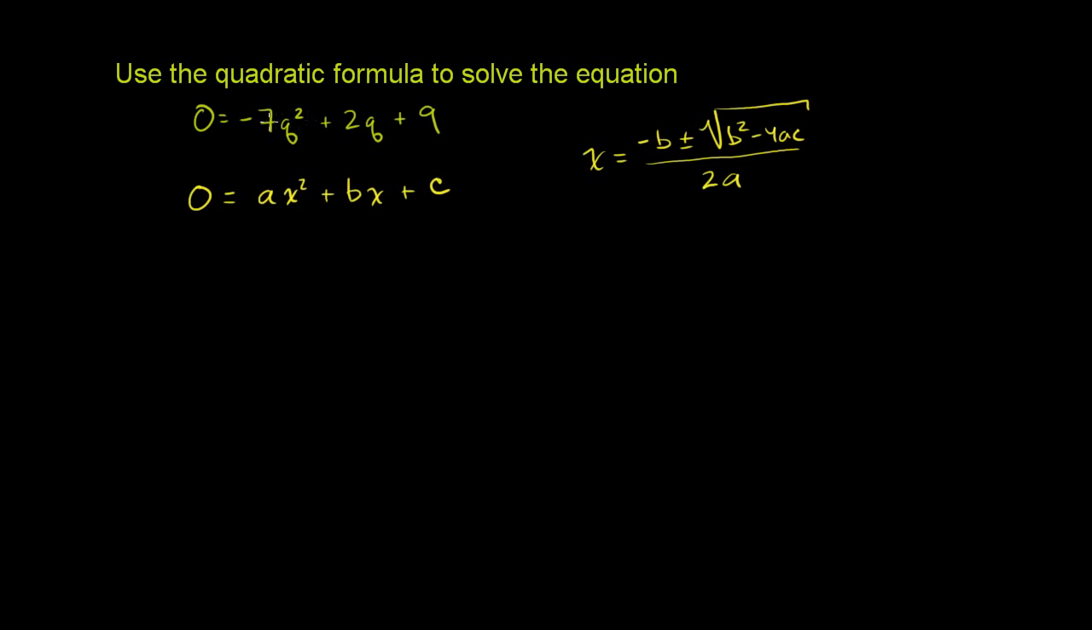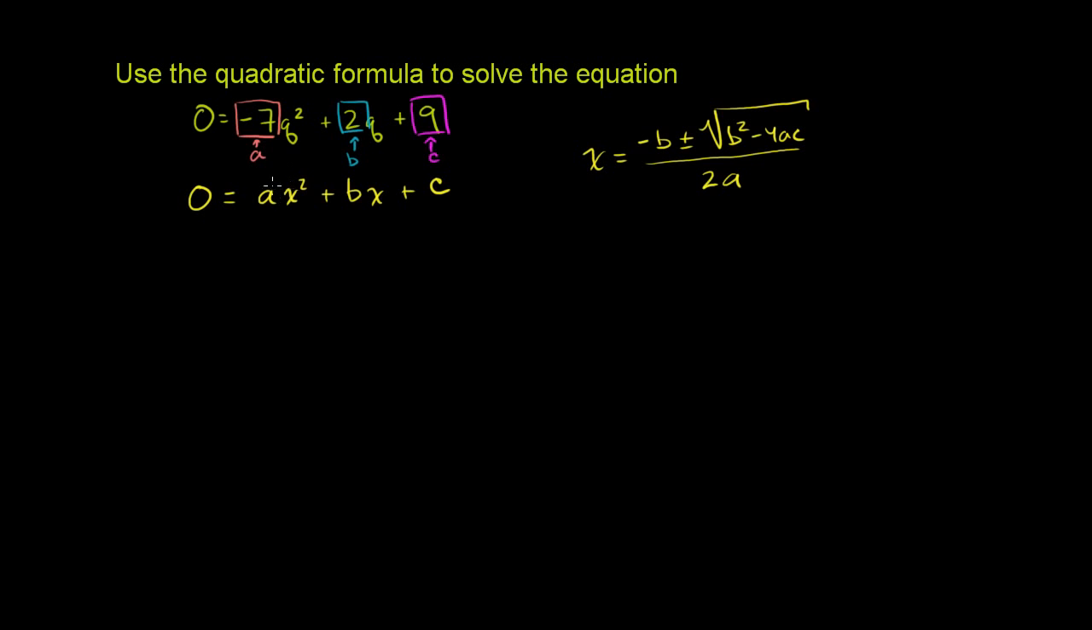So if we look at the quadratic equation that we need to solve here, we can just pattern match. We're dealing with q's, not x's, but it's the same general idea. It could be x's if you like. Negative 7 corresponds to a. That is our a. It's the coefficient on the second degree term. 2 corresponds to b. It is the coefficient on the first degree term. And then 9 corresponds to c. It's the constant.